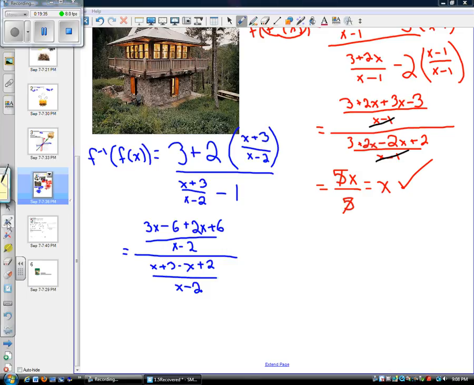Okay, and just like before, my two denominators are the same, so they cancel. And I just want to simplify the numerator and the denominator. Negative 6 plus 6 is 0. 5x, divided by x minus x is 0. 3 plus 2 is 5. Equals x. Yay, we did it correctly. So both of these are x, and you have to do both. If you didn't have to, I wouldn't make you do them both.